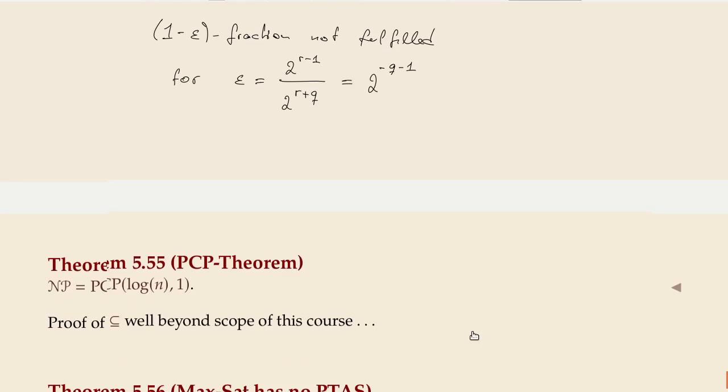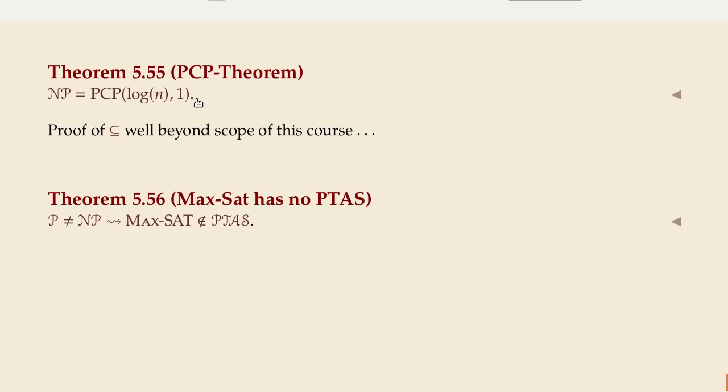And the stunning fact is that this is really true: the class NP is characterized as exactly those languages that have some PCP system that uses a logarithmic number of random bits and a constant number of accesses to the proof. And one direction is easy.